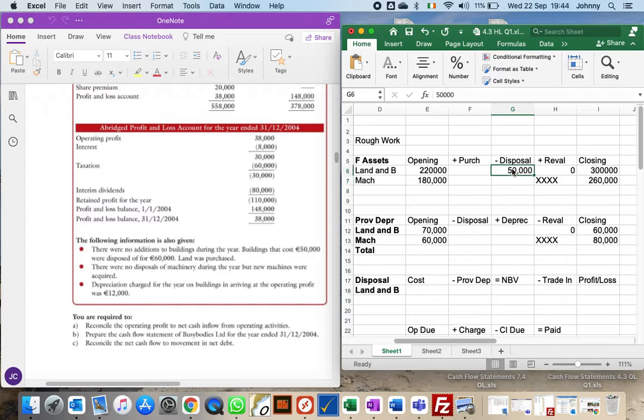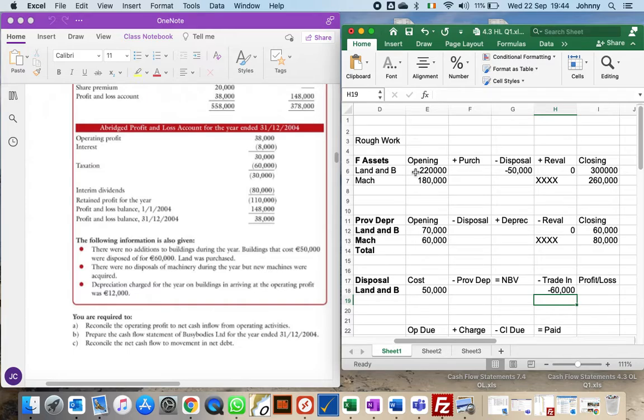And that's going to be a minus, so I put that in as a minus. And that will go in as the cost in our disposal account. Now they were disposed of for 60, so that's the trade-in, that's the cash that came in for it. Okay, so that's the cash that we actually got for it, and we'll work out the profit and loss for that later on.